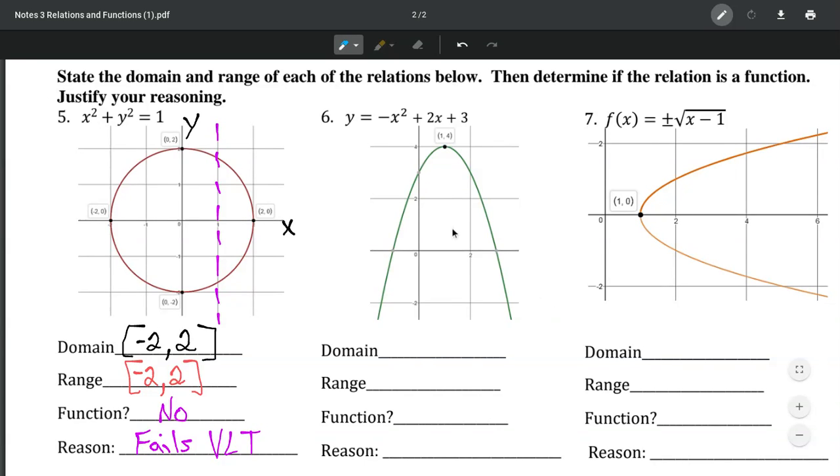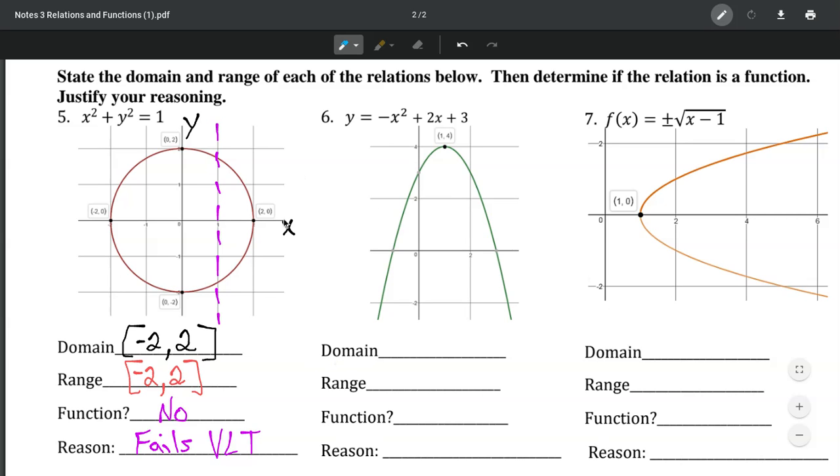In this video, we'll look at a couple more examples involving these parabolas, using interval notation for domain and range and whether or not the graph represents a function.